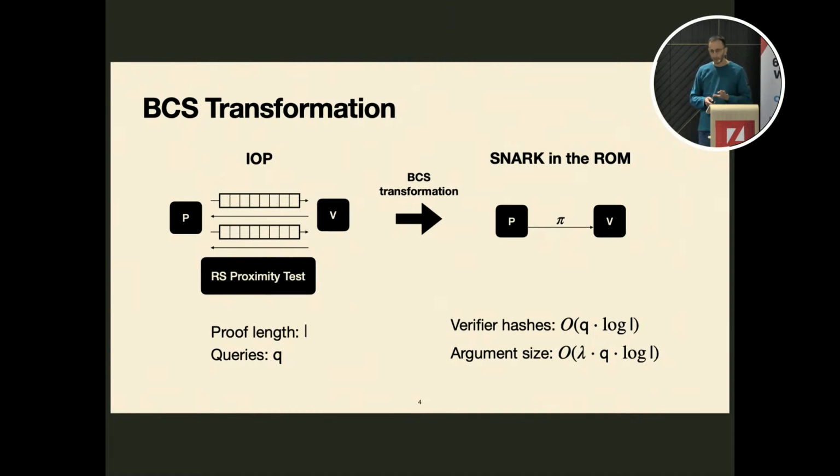The main building block in these IOPs, and I don't have time to describe exactly how you build them, is that in various versions of IOPs, the bottleneck and the main heavy tool is a Reed-Solomon proximity test, and this is going to be the topic for today.